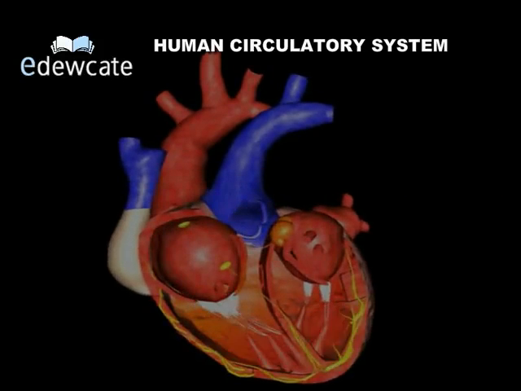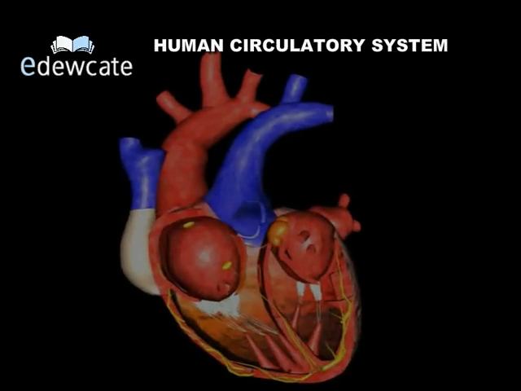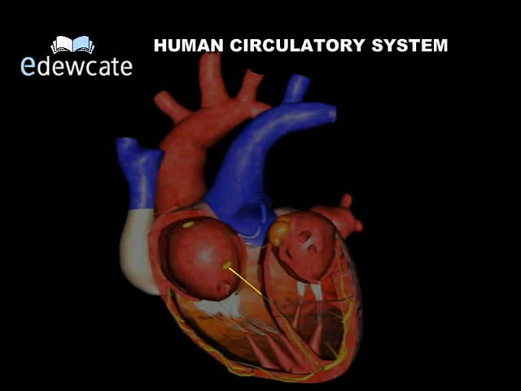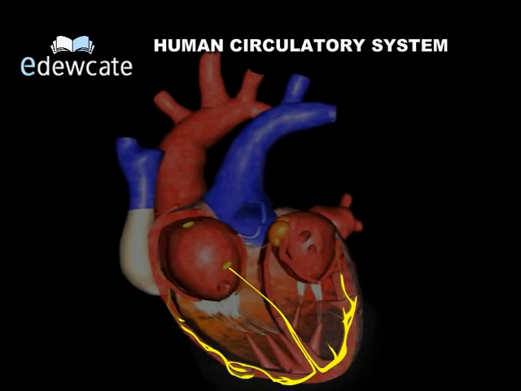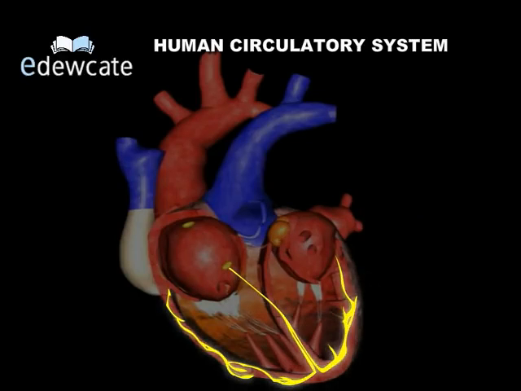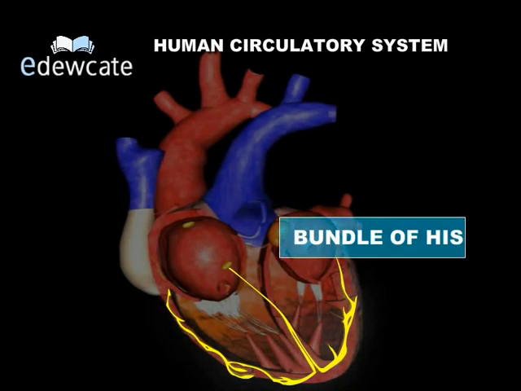A bundle of nodal fibers, atrioventricular bundle, continues from the atrioventricular node, which passes through the atrioventricular septa to emerge on the top of the interventricular septum and immediately divides into a right and left bundle. These branches give rise to minute fibers throughout the ventricular musculature of the respective sides and are called Purkinje fibers. These fibers, along with right and left bundles, are known as bundle of HIS.